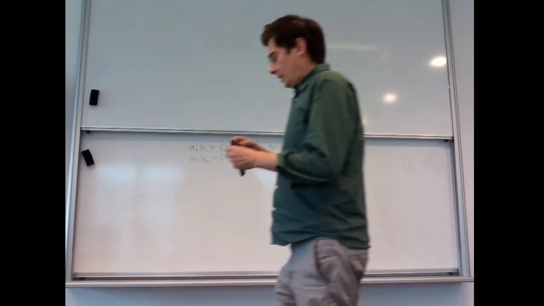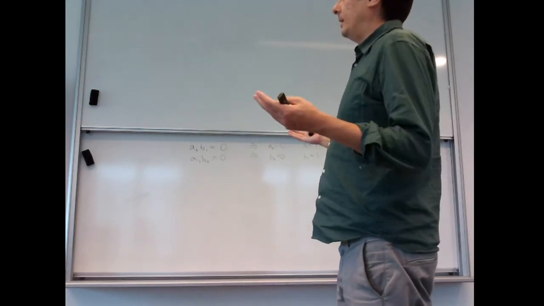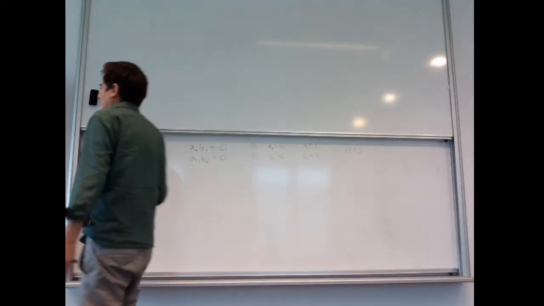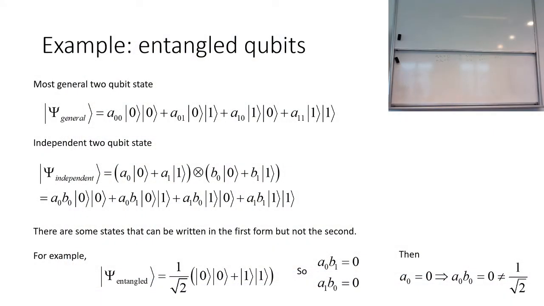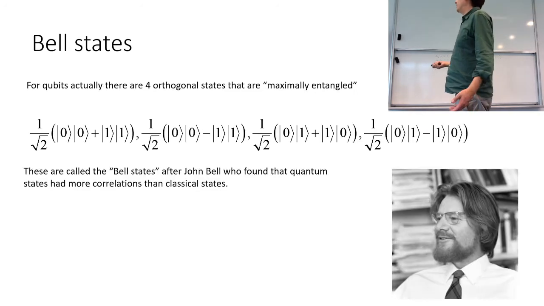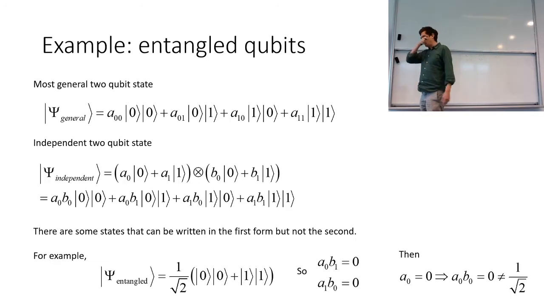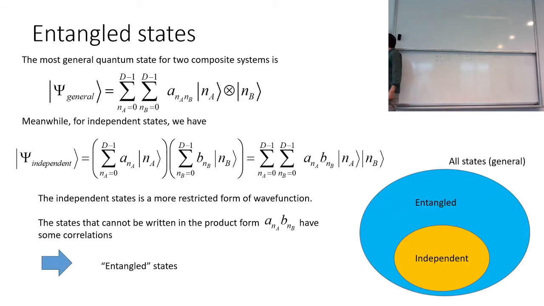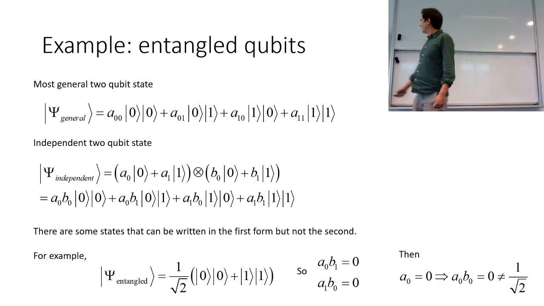So basically, it's not possible to write it in this form, this state, and so it's an entangled state. Actually, there are in fact many different entangled states. If you just pull some random numbers here, it's probably going to be entangled, because this blue region is actually much bigger than the yellow region.